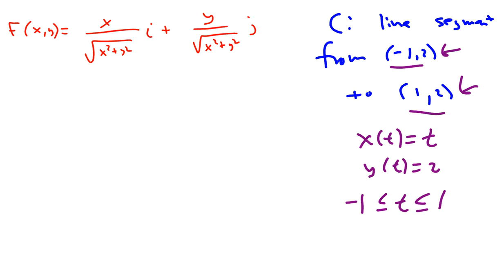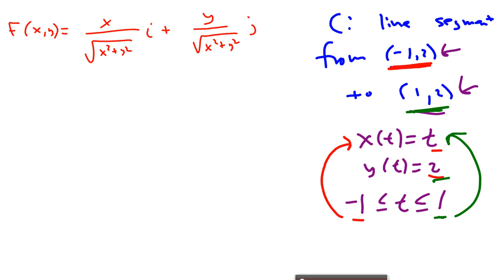So for example, if you plug in -1 into x of t, you get t equals -1. Y would be 2, and that's good because that's this point. And then if we were plugging in +1, then x would become 1, and y would still be 2, which would give you this point. So this equation for our line segment does the job, so to speak. It goes from the first point to the second point the way we wanted. So let's go ahead and compute that line integral.